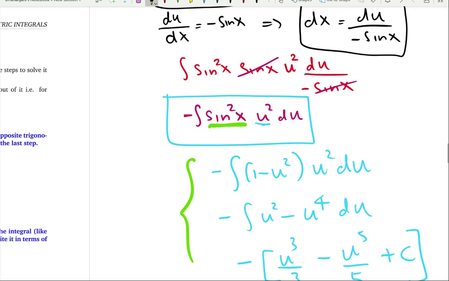Okay, I hope you grasped the idea. I hope you got the gist of it. In the next video, I will solve more problems, then you will be very comfortable with these types of integrals.